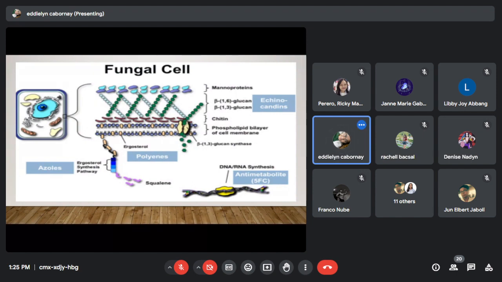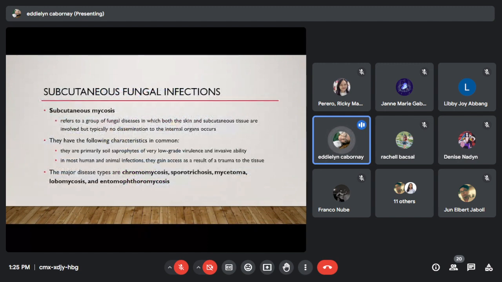Okay, so we also have the subcutaneous fungal infections. The causative agents are classified among several unrelated genera. So what do we mean by subcutaneous mycosis? This refers to a group of fungal diseases in which both the skin and subcutaneous tissue are involved, but typically with no dissemination to the internal organs. So we have the dermis, epidermis, and subcutaneous tissue. In this, it already affects up to the subcutaneous tissue, but it doesn't affect the internal organs.